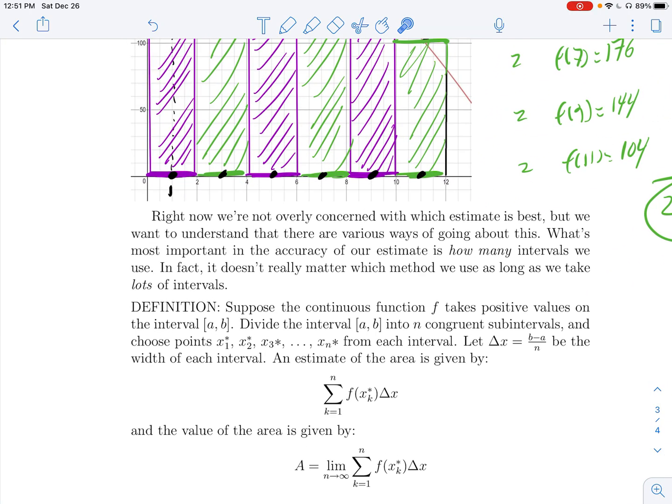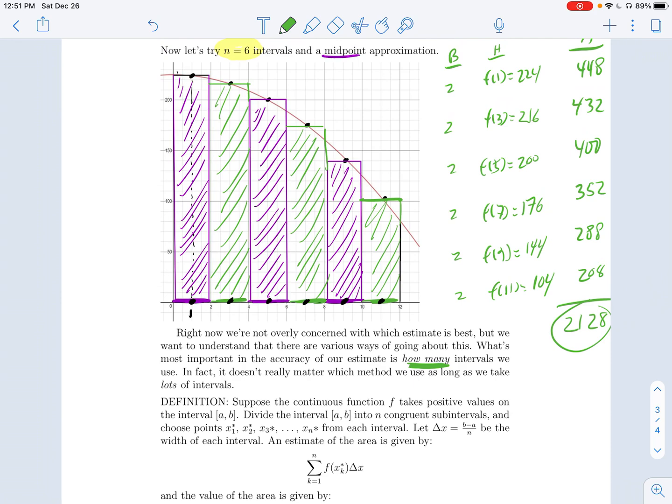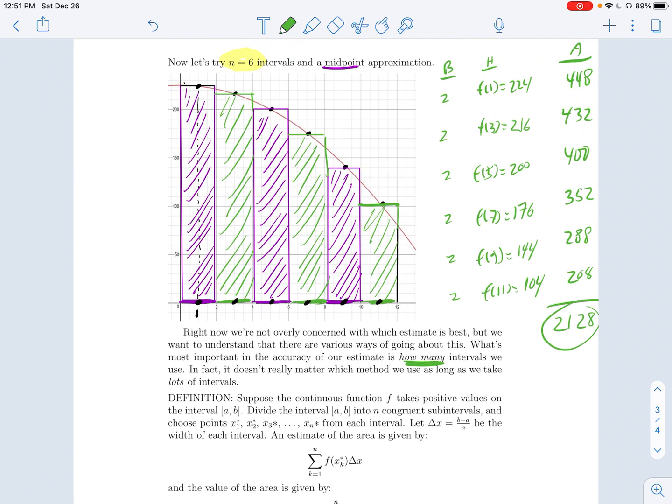So what I'm saying here is right now, we're not overly concerned with which estimate is best. But we want to understand that there are various ways of going about this. And what's actually most important is how many intervals we use. You might feel like, oh, midpoint is great. But I'll tell you, if we had done left endpoint with 100, that's probably better than doing midpoint with 6.